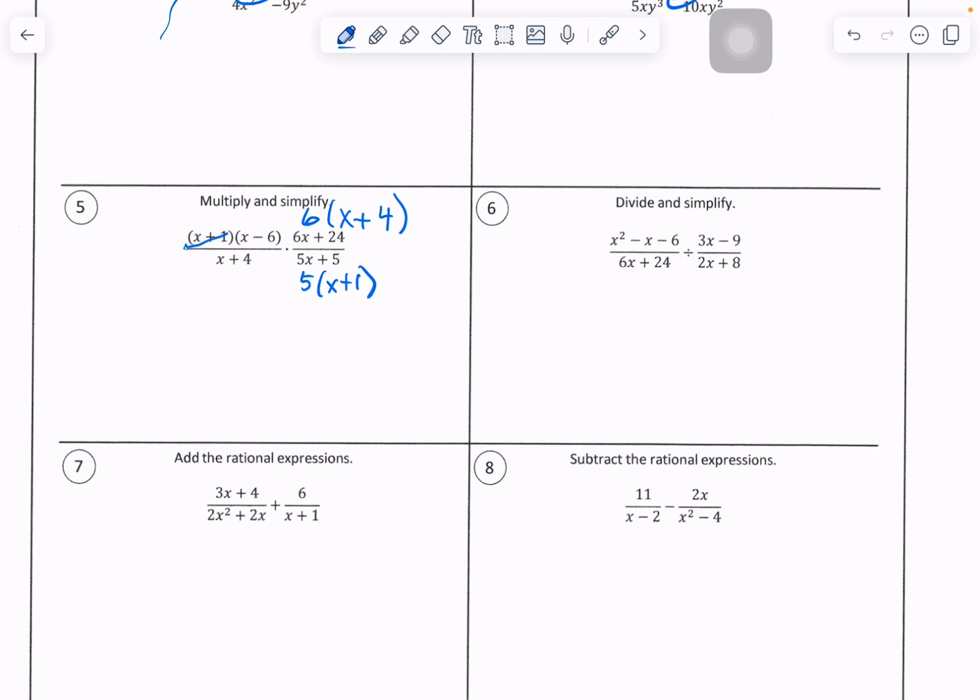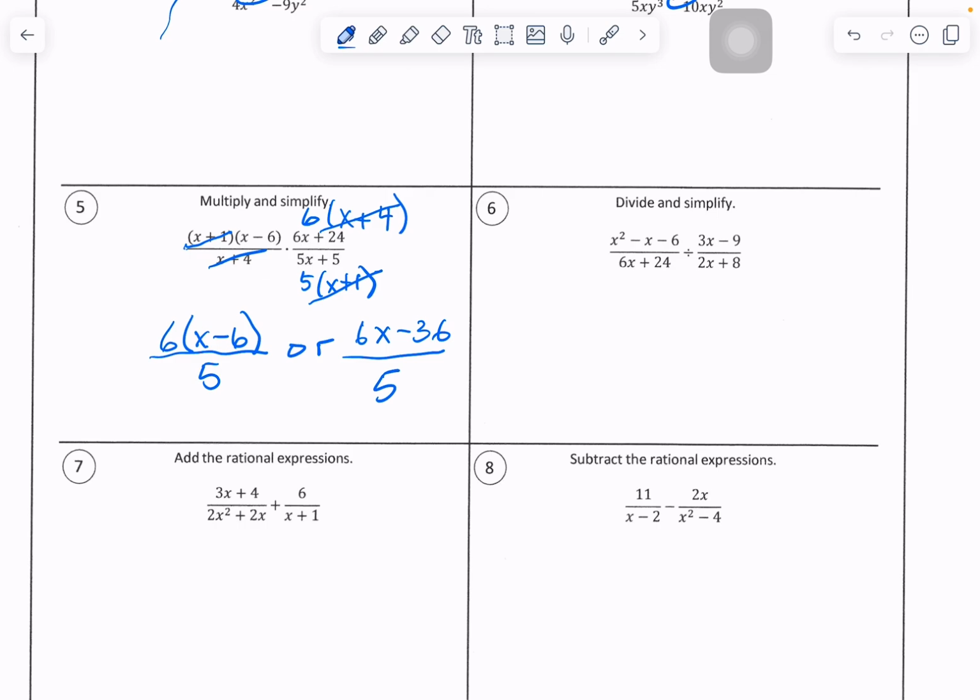So we have an x plus 1 and an x plus 1. We don't have an x minus 6 in the bottom, right? But do we have an x plus 4? Yes. Well, we have 6 and 5. And then we have x plus 4 and x plus 4. So at the end, we have 6 times x minus 6 in the numerator. And we have just 5 left in the denominator. And you could distribute that, make that 6x minus 36 over 5.